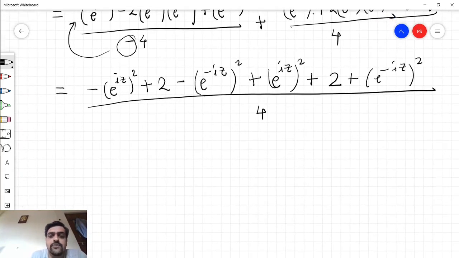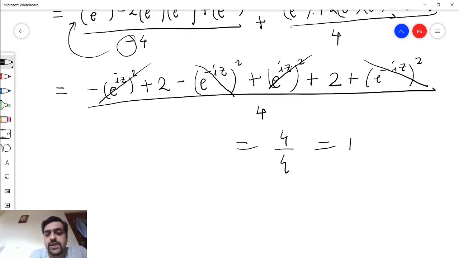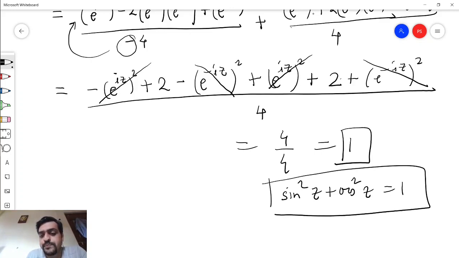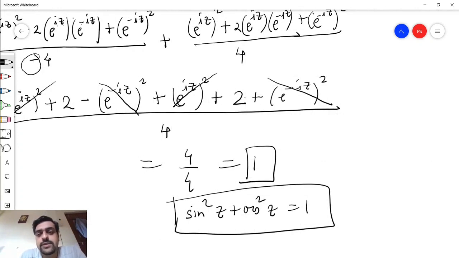Yes, now we can clearly see that these two terms get cancelled with each other. 2 plus 2 gives us 4 divided by 4, which is 1, and hence we have proved the identity that sine squared z plus cos squared z is equal to 1. So we can keep on trying solving such problems. That is a matter of practice. Thank you.